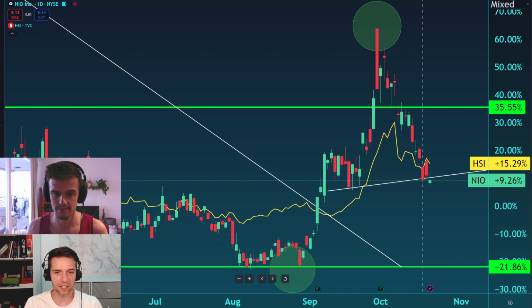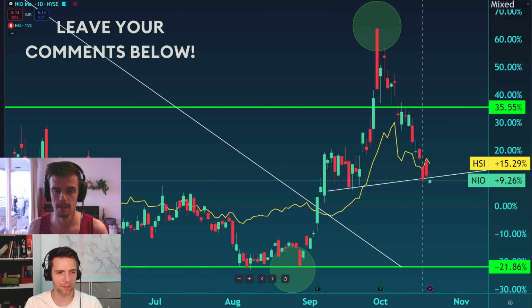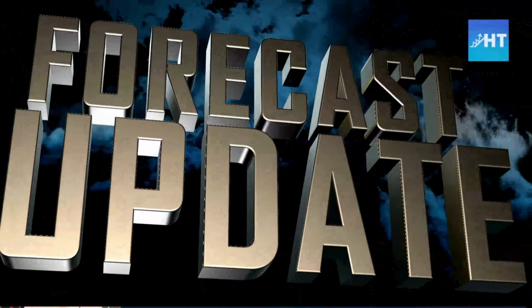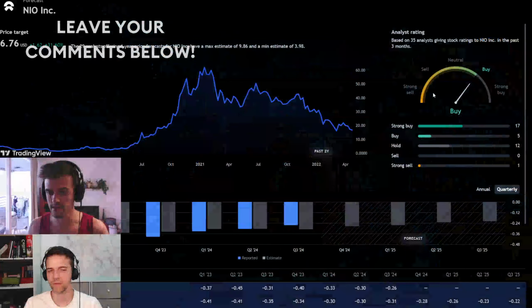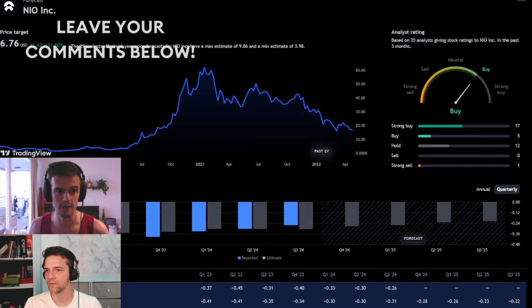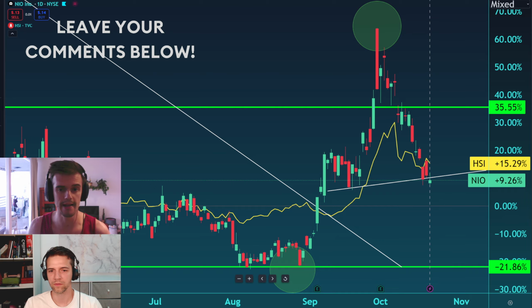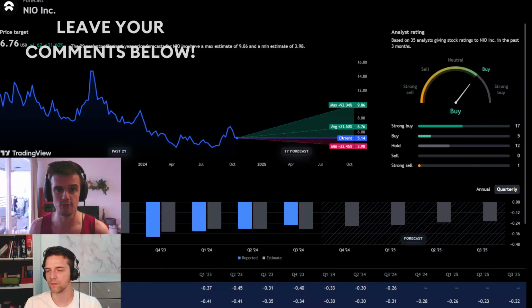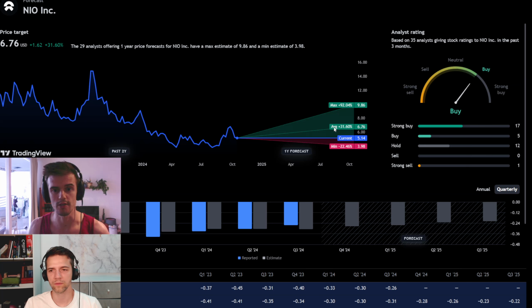Let's take a look at the latest forecast because there has been some development right there, right, Enrique? Yeah, exactly. There have been some changes. Alvaro can open the forecast that we have right now. The actual one has 29 analysts, and we have the maximum plus 92%, the average plus 31%, and the minimum minus 22%.